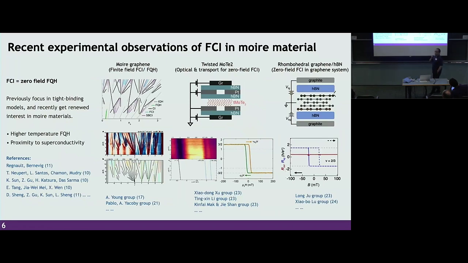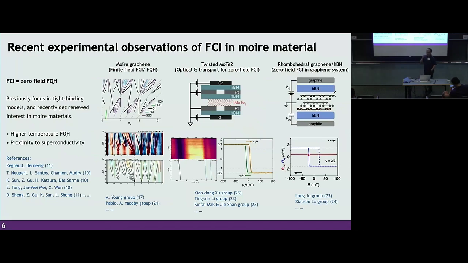And because it doesn't require magnetic fields, it can be more friendly to superconductivity and opens room to create more exotic particles. And so the signature of fractional topological insulators at finite field has been reported in the Moiré graphene systems.